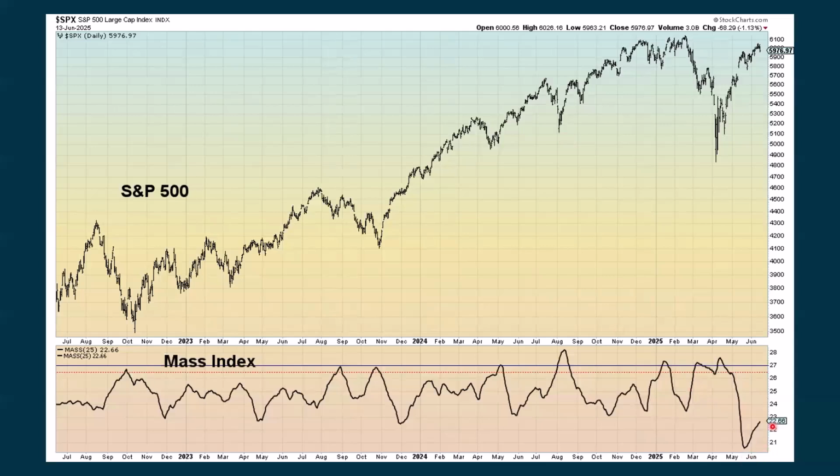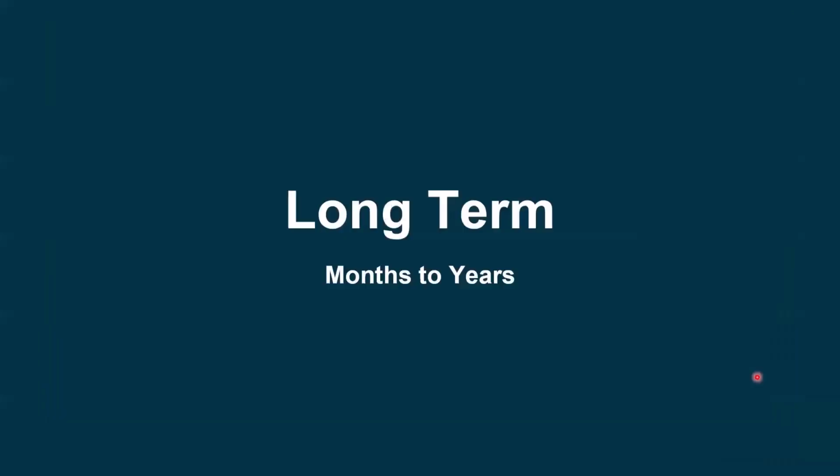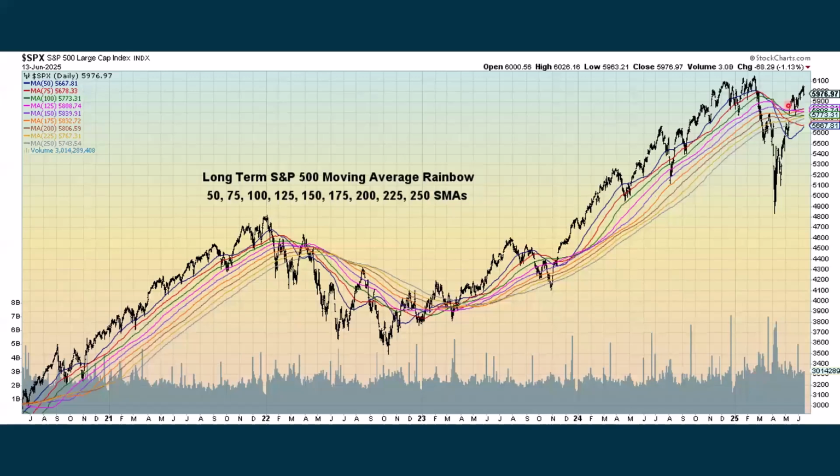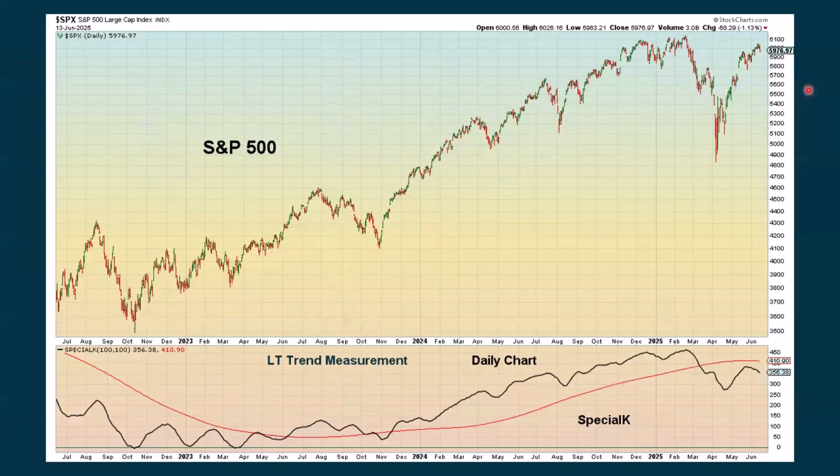Mass index coming back up, but we only pay attention to this chart when it's around the red dashed line or the blue line and it's far away. Then longer term rainbow, even though we are declining, at least in Friday's session, we're still well above all of the lines in the rainbow. And these moving averages go from 50 periods up to 250 periods. So the long-term trend is still showing some improvement.